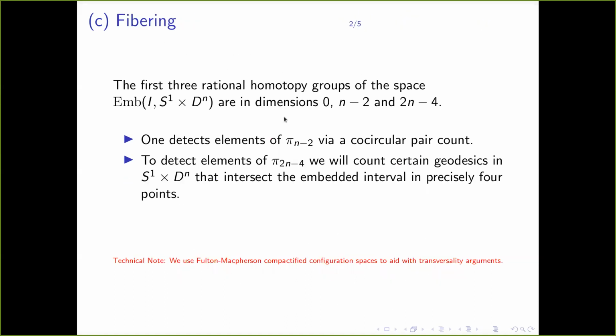So pi n minus 2, its elements are distinguished by a double point count, a type 1 Vasiliev invariant, and the invariant that we use in the next homotopy group is a type 2 Vasiliev invariant, a variation on something that I studied in grad school. So we're going to look at geodesics in S1 cross Dn that intersect embeddings in precisely 4 points. I'm thinking of S1 cross Dn as being flat with its standard Euclidean metric.